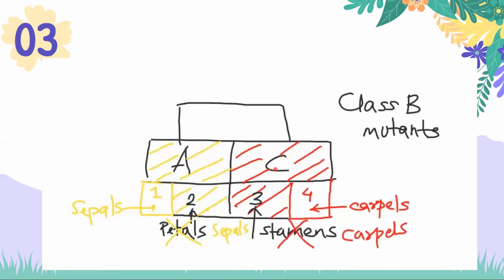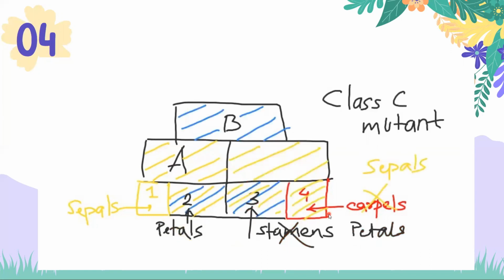Similarly, you can understand for the class B. So now you have A and you have C, but you don't have B. So what will happen is, the one that was looking like a petal would no more be a petal because you don't have B. All you got is A. So therefore, this will also appear as a sepal. A class B mutant would not be present to make your stamens either. So who takes over? The carpels. And hence, here all you have is a carpel. So you will have sepal, sepal, carpel, carpel.